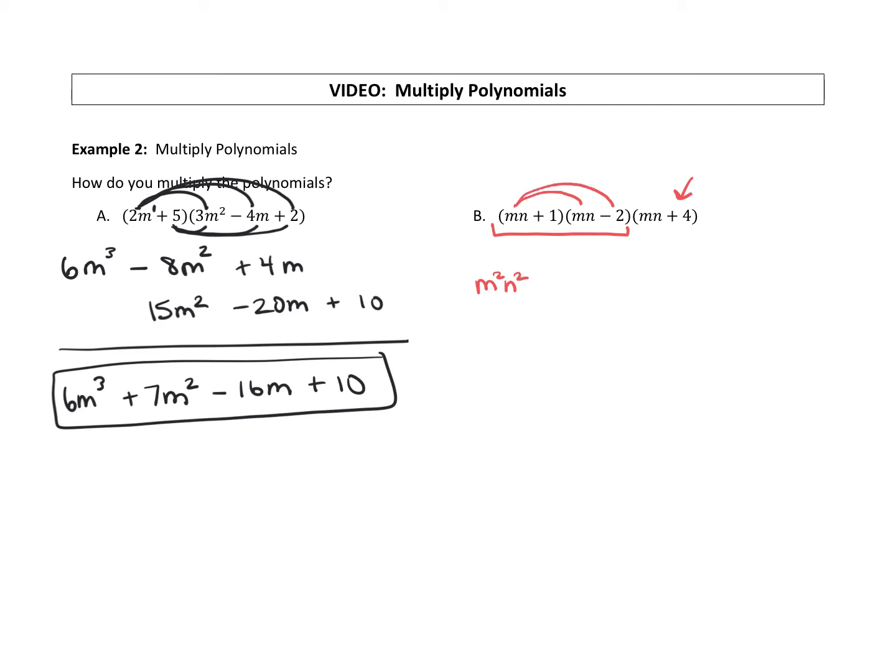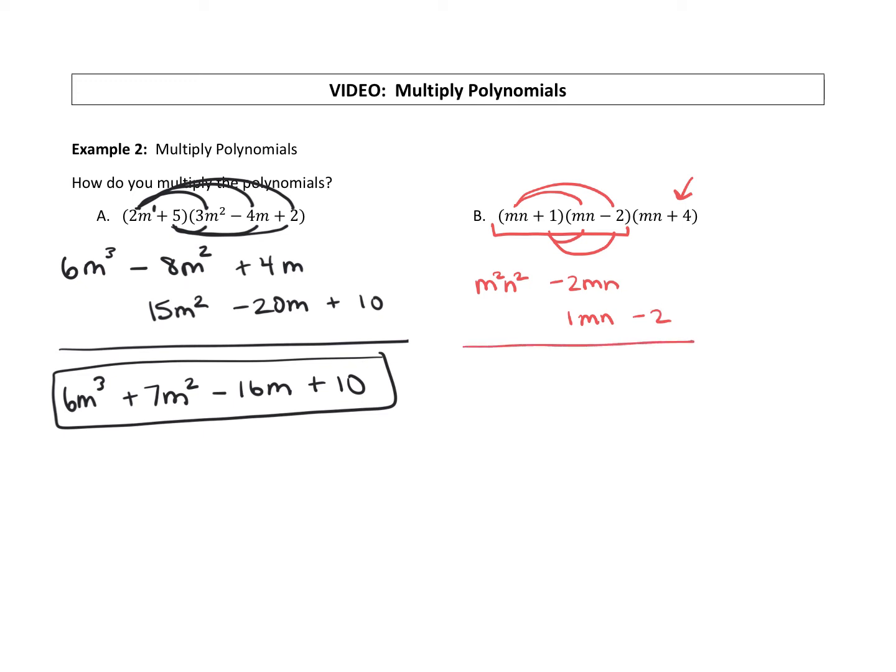Now we're going to distribute to the second term. That's just going to, mn times a negative 2 is negative 2mn. All right, 1 times mn is a positive 1mn. I'm just lining up those like terms again. If you like this method, great. If not, you don't have to organize your work this way. 1 times negative 2 is a negative 2.